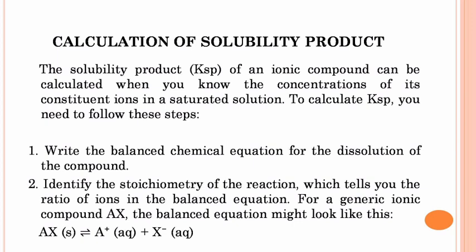To calculate Ksp, you need to follow these steps. First, write the balanced chemical equation for the dissolution of the compound. Second, identify the stoichiometry of the reaction, which tells you the ratio of ions in the balanced equation. For a generic ionic compound AX, the balanced equation might look like this: AX(s) ⇌ A+ + X-.